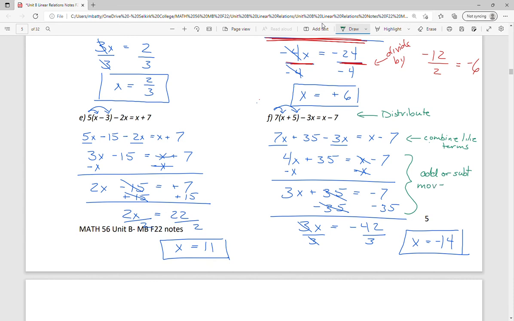Move x's to left and numbers to right. Basically doing the opposite so you can cancel this stuff out, right? After that, the last step is to divide by coefficient, coef, I'm going to write on the x.